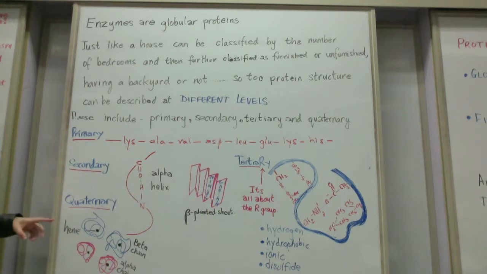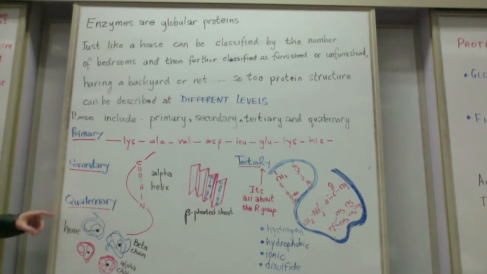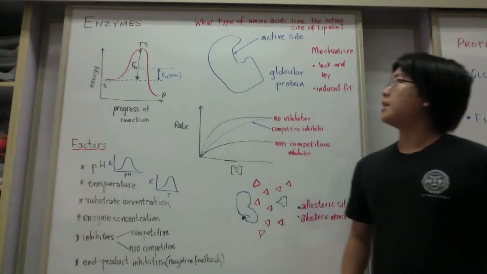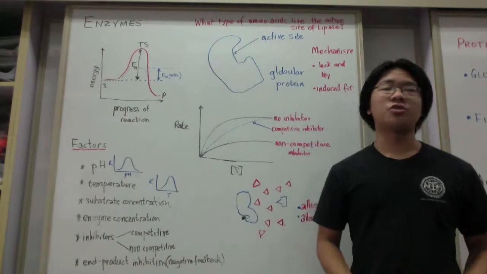And then over here, there's a quaternary structure. This is hemoglobin. This will fold into a hemoglobin molecule, and each of the groups here are called hemes, and these are tertiary structures. That's the beta chain, that's the alpha chain, and then they will fold together to become a quaternary structure, which is more complex than the tertiary structure. Enzymes are globular proteins, and enzymes are basically just a biological catalyst.